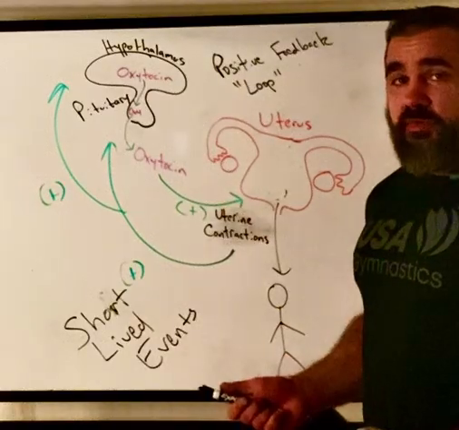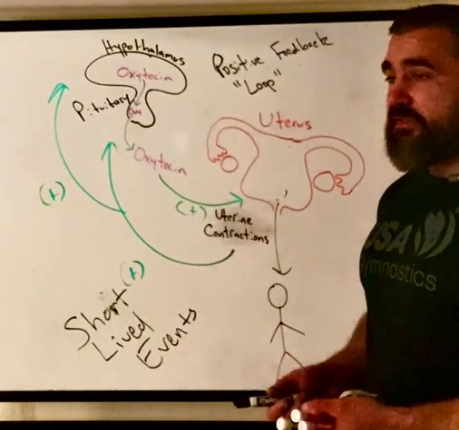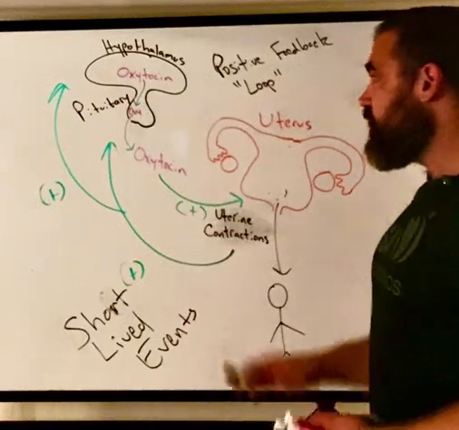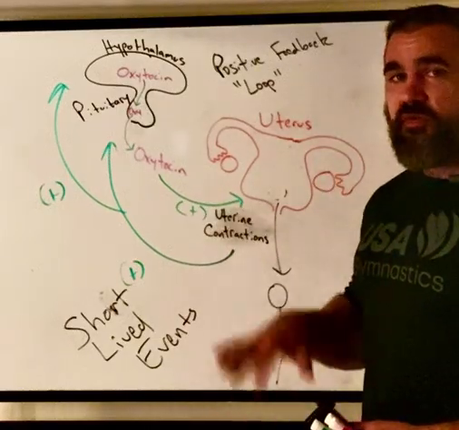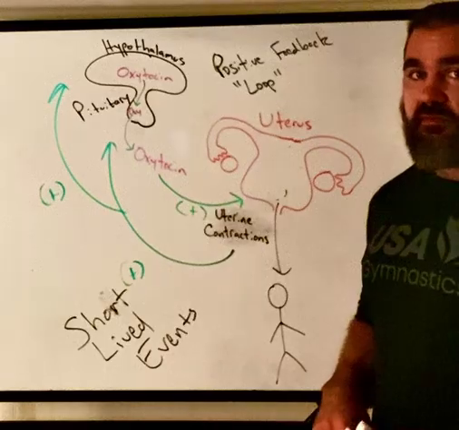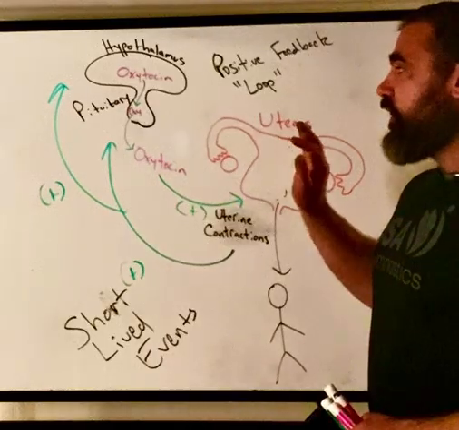So most feedback loops are negative feedback loops. Homeostasis is maintained by negative feedback loops. Positive feedback loops are just for short-lived events in scenarios like this, okay? And we'll talk more about oxygen.